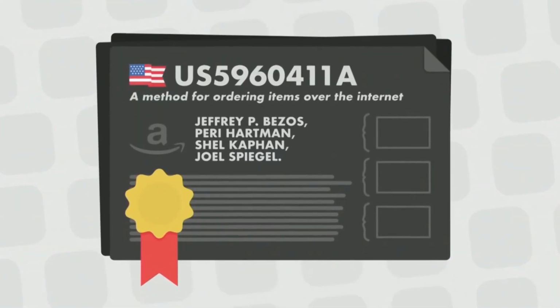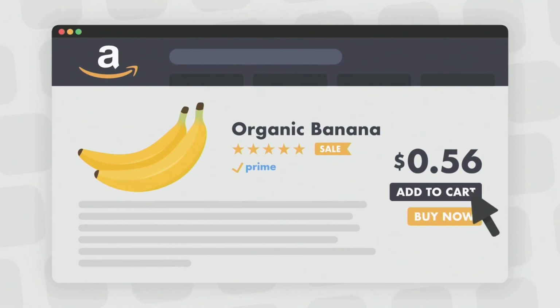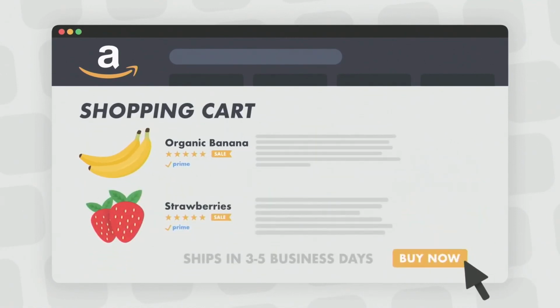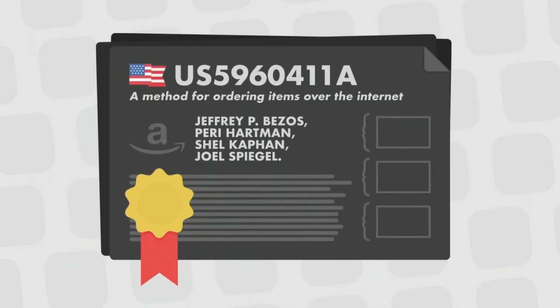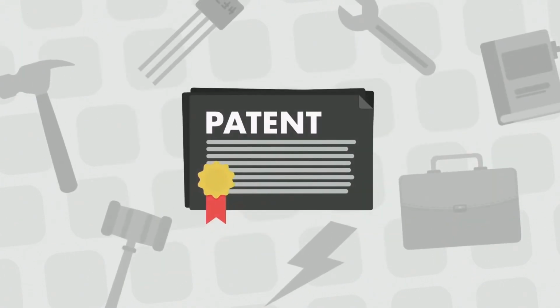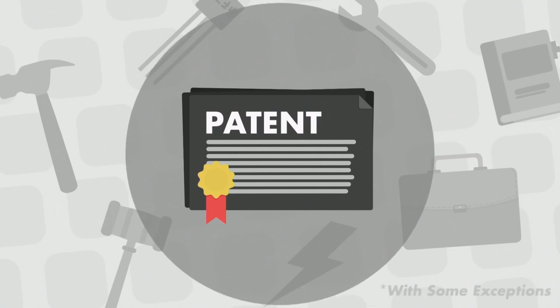In 1997, a guy named Jeffrey Bezos filed US Patent 5960411A, a method for ordering items over the internet. Here's what it is. Instead of adding an item to your shopping cart and then clicking buy, you'd just click buy. That's the whole patent. It's so comically vague because that's what makes intellectual property so powerful. The wider the description, the easier it is to enforce.